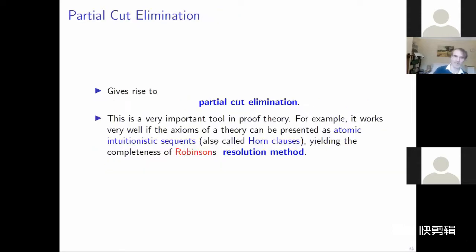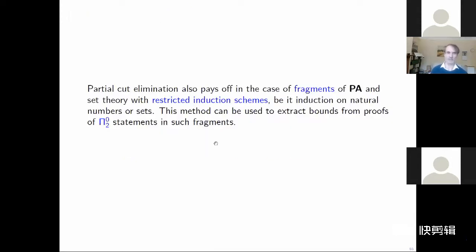Okay, so partial cut elimination is also a very important tool in proof theory. It has been used in all areas, and also in bounded arithmetic, where it's called the witnessing extraction method. It underlies Robinson's resolution method, and so on. Okay, so as I said, if the axioms of the theory have bounded complexity, we can use cut elimination and can extract some information.